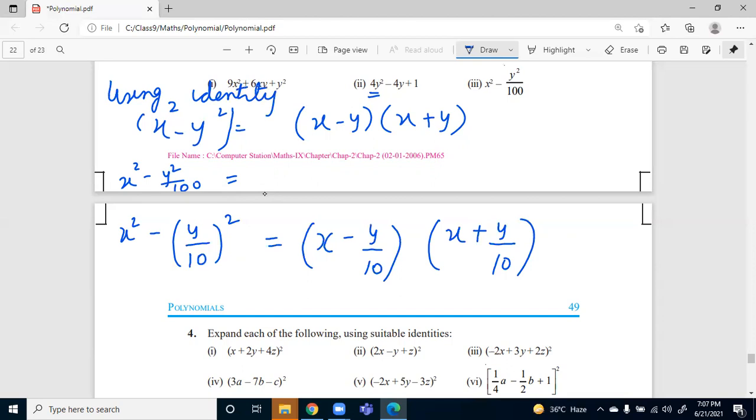So here we have used the identity x square minus y square, that is (x minus y) and (x plus y). You can see x square minus y square. So I have to convert it to find the values of x and y. y square upon 100 is the square of y by 10. So we got (x minus y by 10) and (x plus y by 10).